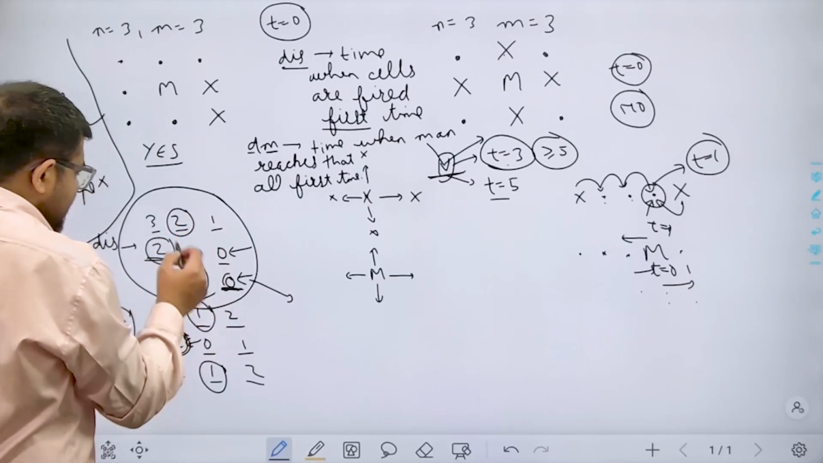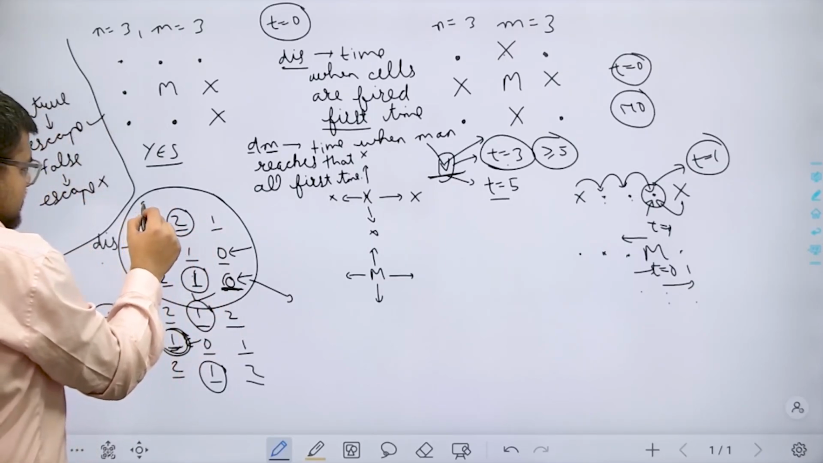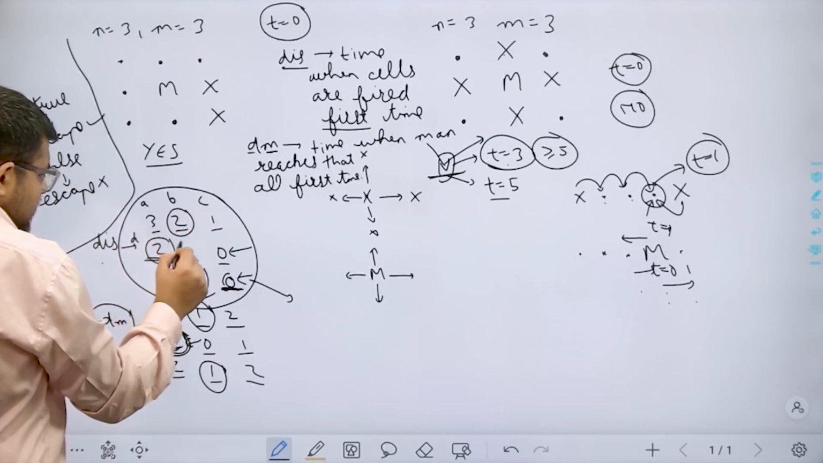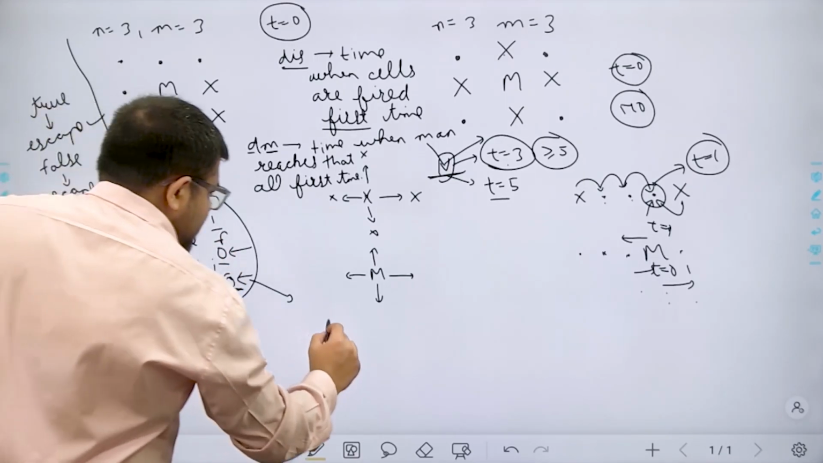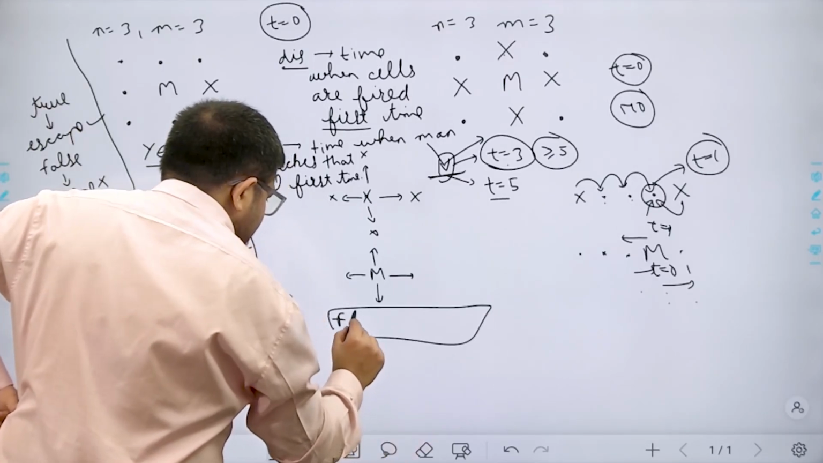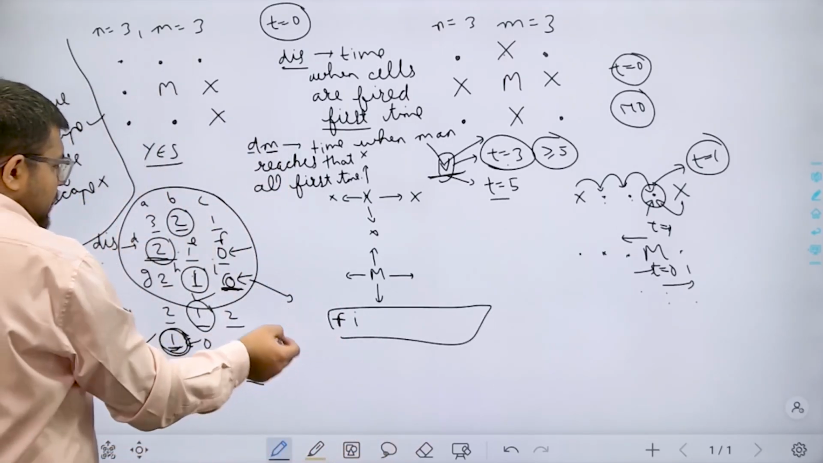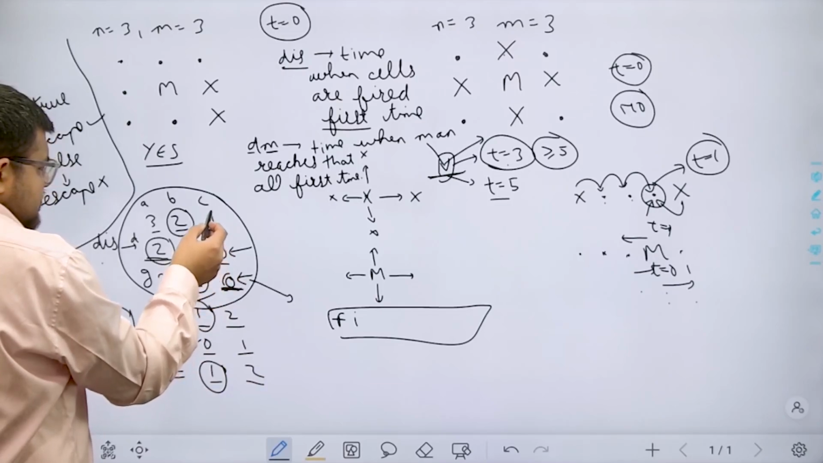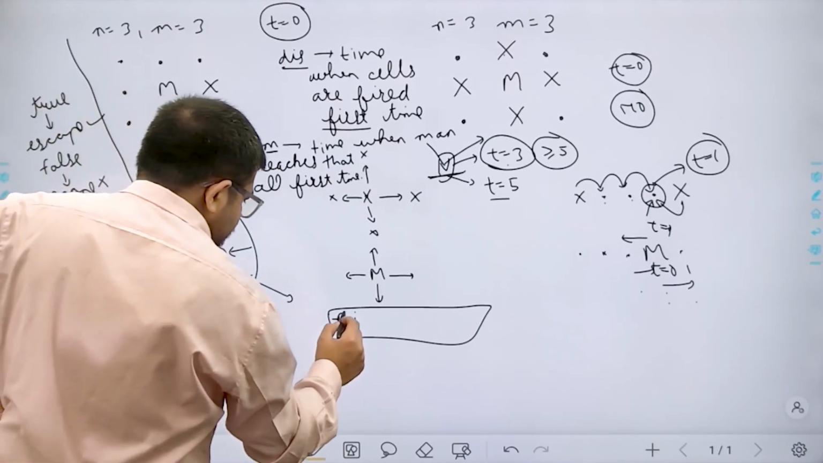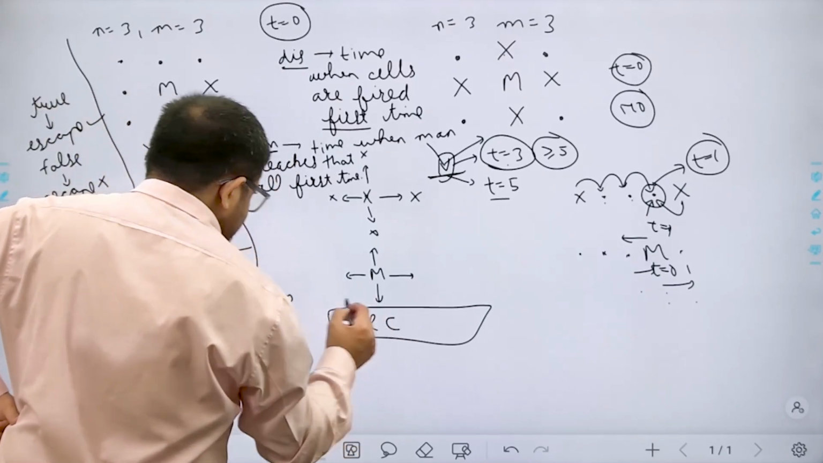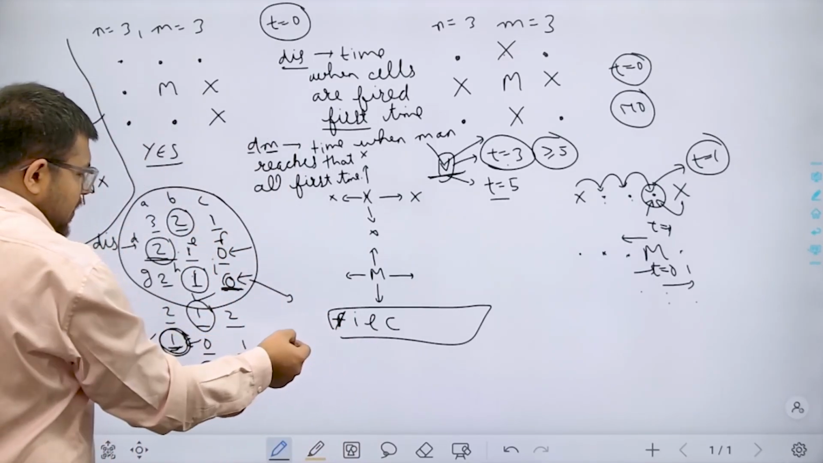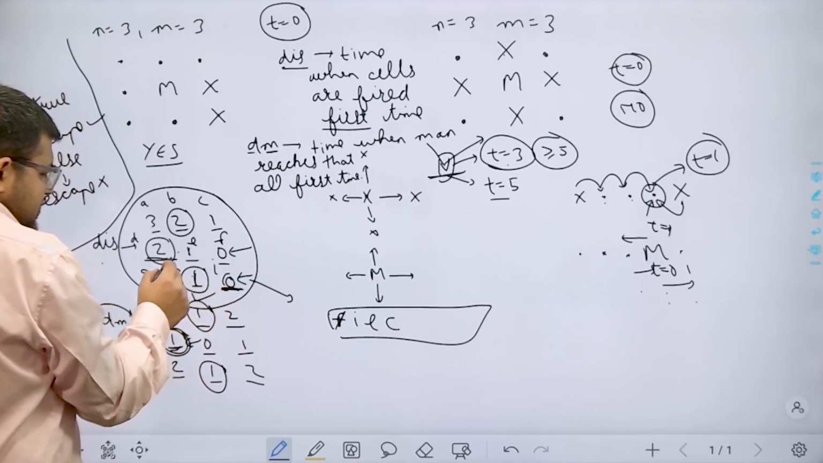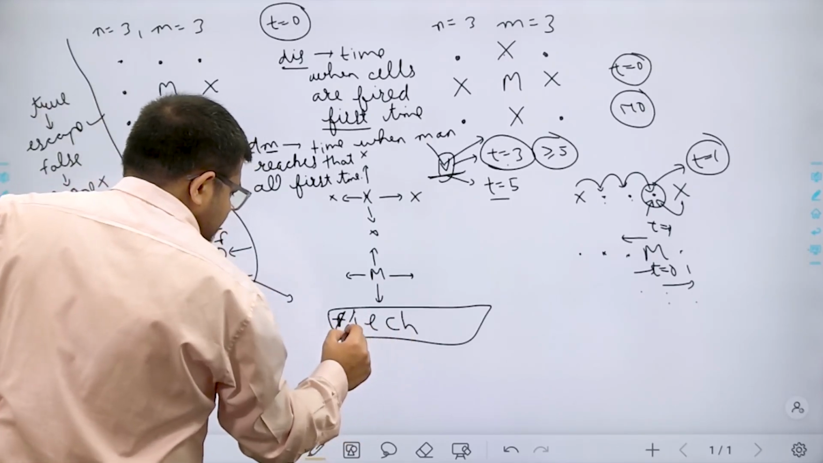So initially let me write down the names of the cells. Let's say this is A, B, C, D, E, F, G, H, I. Initially in my queue I have F and I. I'll pop out F and push their adjacent cells, that is C and E. So I will pop out this and push E and C, and I will mark their distance as 1. Now I will pop out I and push their adjacent cell, that is H, and mark it as 1.